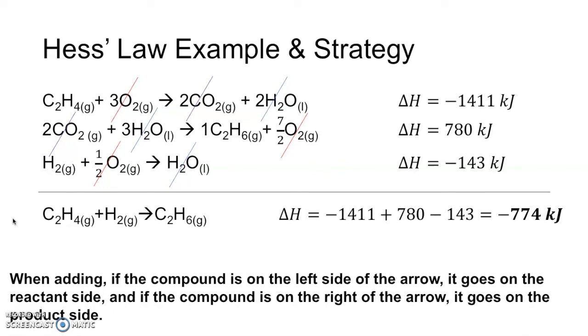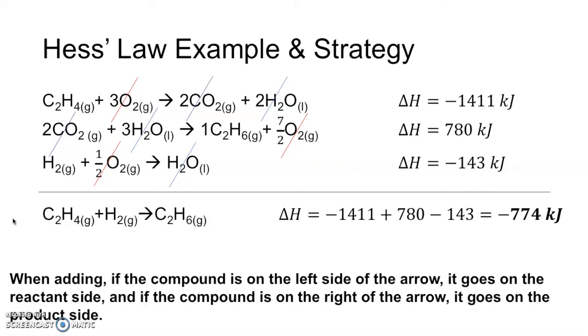Finally, notice that there are 3 oxygen molecules on the left side in the first reaction, and 1/2 oxygen molecule on the left side in the third chemical reaction. That's 3.5 total on the left side, and there's 3.5 on the right side in the second equation, so those will cross off as well. So we're left with C2H4 and H2, which are on the left side of the arrow, and C2H6, which is on the right side of the arrow, which is exactly what we want to get. So that proves to us, yes, we did everything right. We got the chemical equation that we wanted.